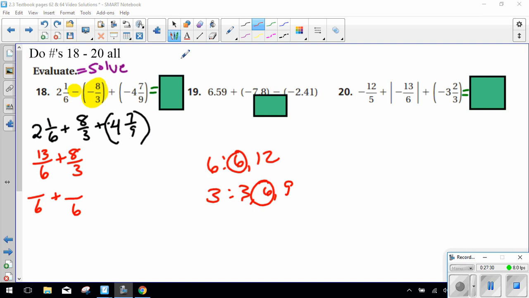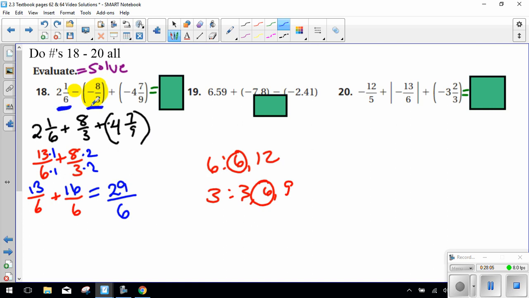Okay, so what we're going to do now is take 6. To get to 6, we times it by 1. So that means we take 13 and times that by 1 to get a numerator of 13. 3 times 2 gets me to 6, so 8 times 2 gets me to 16. So I'm going to take 13 plus 16 and add them together, keeping my denominator of 6. So 16 plus 13 is 29 over 6. What I've done so far is add fraction number 1 to fraction number 2. Now I'm going to take this solution and add it to the next fraction.